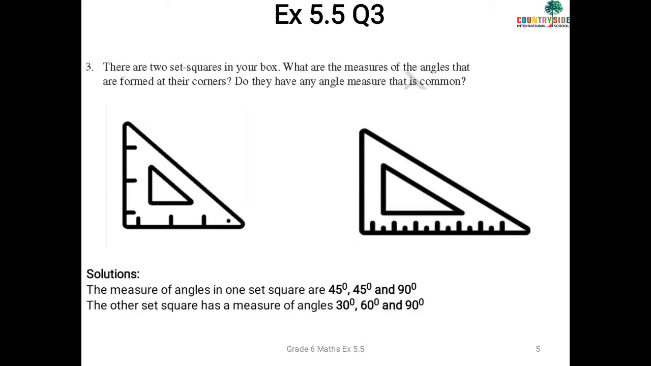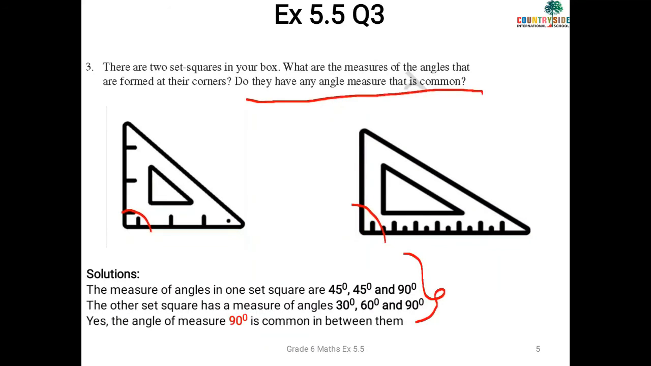In the question they are asking, do they have any angle measure that is common? This is 45, 45, 90. This is 30, 60, 90. So you can clearly see that the 90 degree is common between them. Here it is making a 90 degree and here it is making a 90 degree. So at the end you will write yes, the angle measure of 90 degrees is common between them. So this was a very easy question.